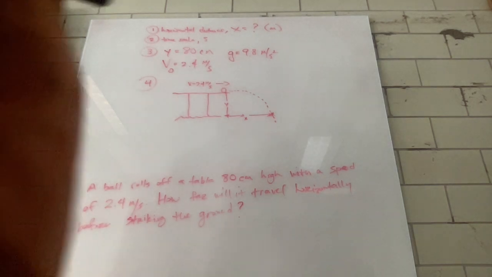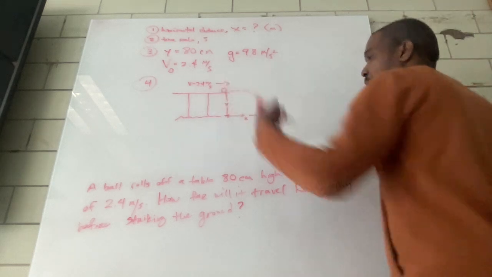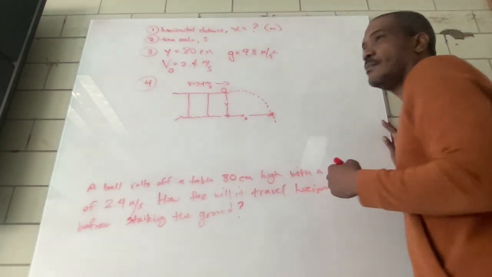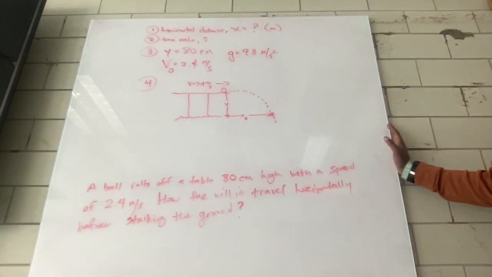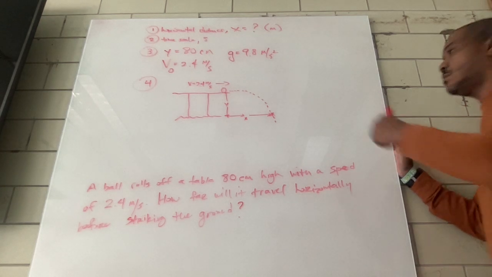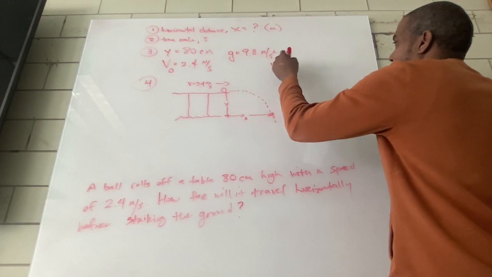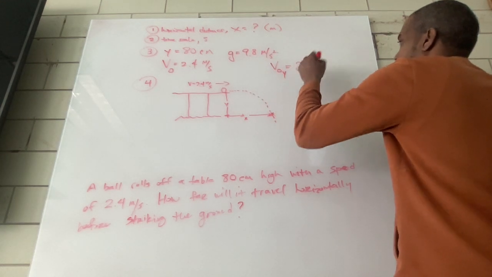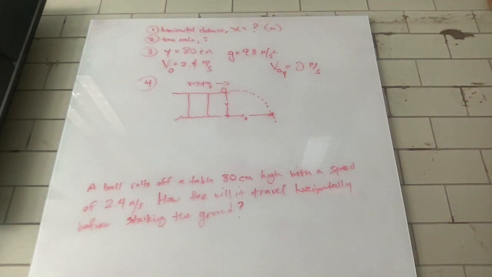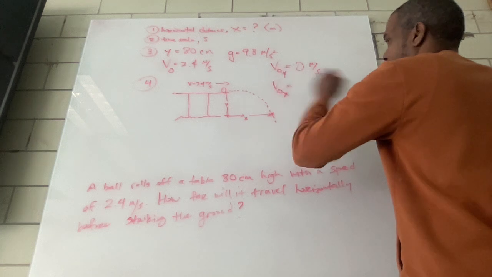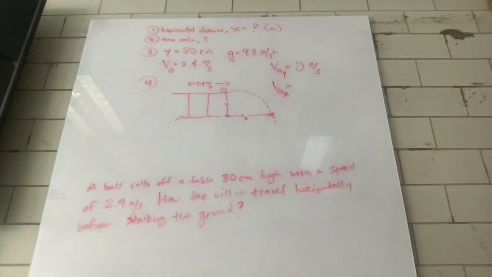The reason why is because the initial speed of the ball in the Y direction when it comes off of the cliff is what? In the Y direction, 0. So V0 in the Y direction is 0 meters per second. So V0 in the X direction is what?